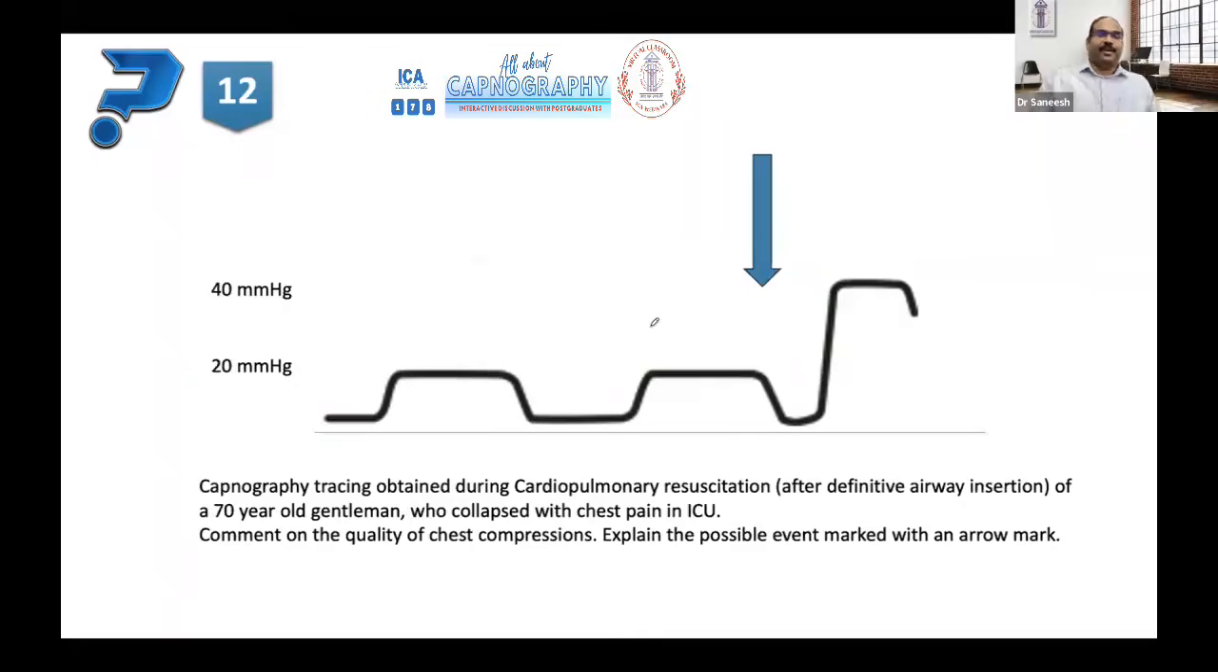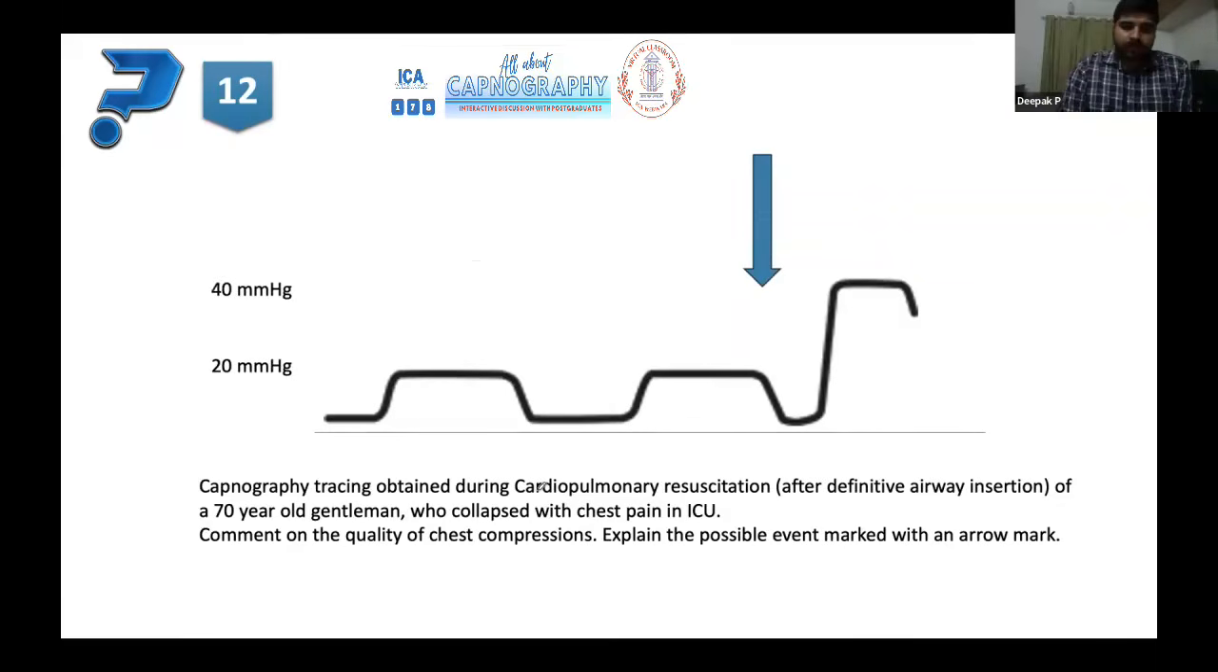We'll see that. Okay, now Dr. Deepak, you have been silent for some time. Say, comment on this. Capnography tracing obtained during CPR after definitive airway insertion of a 70-year-old gentleman who collapsed with chest pain in the ICU. Comment on the quality of chest compressions. Explain the possible event marked with an arrow mark.